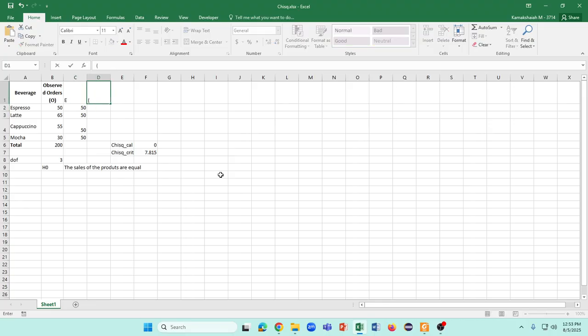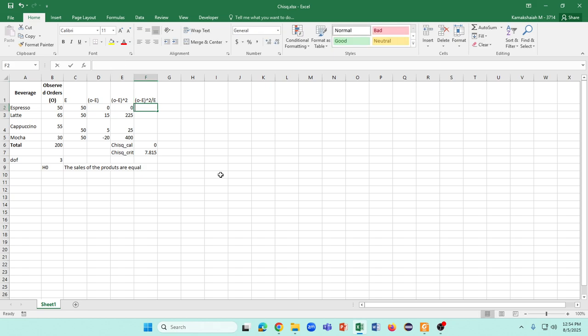Now let us calculate O minus E, which is just a subtraction. O is the observed frequency, which is 50 here, minus E, which is 50. Now again fill down. Now let us square this, O minus E whole square. This is the hat symbol, which is one of the keys among the numeric keys at the top of your keyboard. We just raise to 2. Each value is raised to 2. Now fill down.